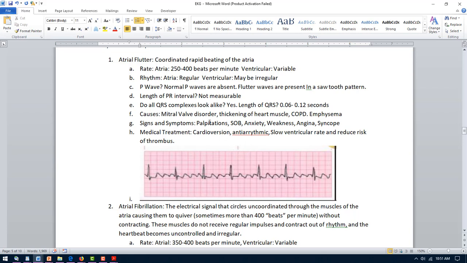For atrial flutter, we're going to look at cardioverting them, giving them an antiarrhythmic, and slowing that ventricular rate and the atrial rate. I think this is supposed to say atrial rate. I apologize. And trying to reduce their risk for having a blood clot, because when the atria are not pumping effectively, that blood's going to sit, and then it might start circulating. So we're going to make sure we're anticoagulating them.